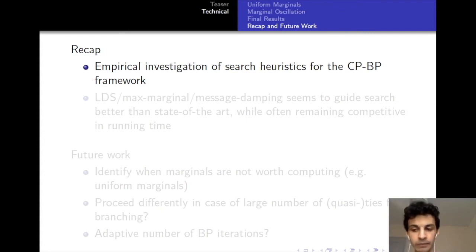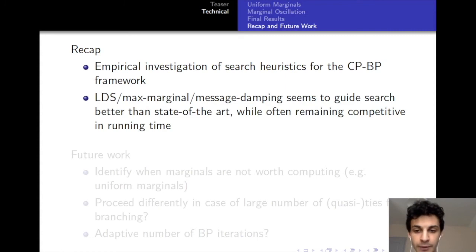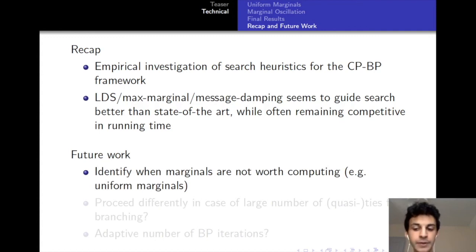So now I'm going to conclude our talk. In this work, we investigated the use of search heuristics for the CP-BP framework using a wide set of benchmark problems. And from this empirical study, we propose max-marginal with LDS and message damping as a generic branching algorithm to guide the search. It was shown to successfully guide the search while often remaining competitive with state-of-the-art in practice. We identified several directions for improvements for future work.